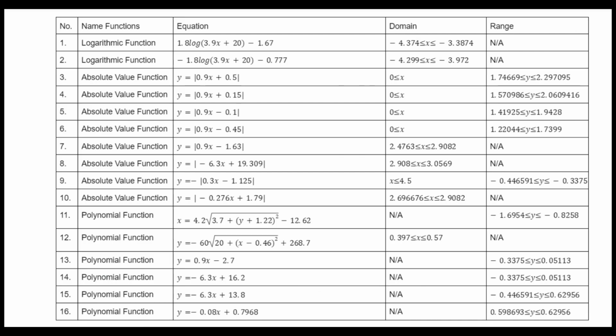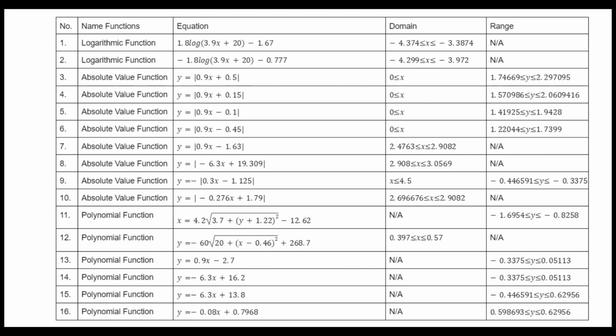Moving on to the functions themselves, for number 1 and 2, we are using logarithmic functions. From number 3 to number 10, we are using absolute value functions. Functions 1 till 10 are all from chapter 2 functions. Number 11 till 16 are all polynomial functions.